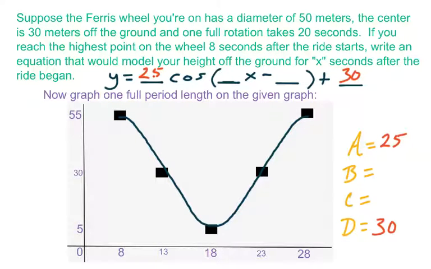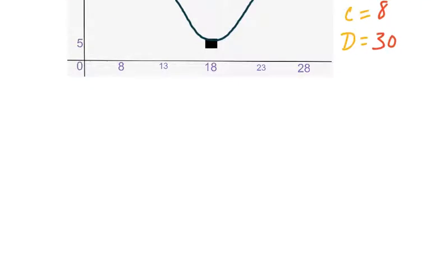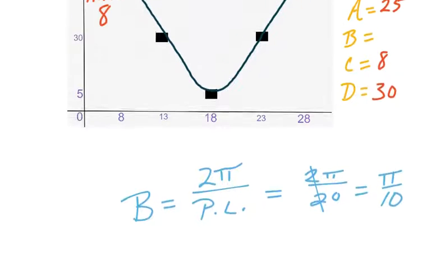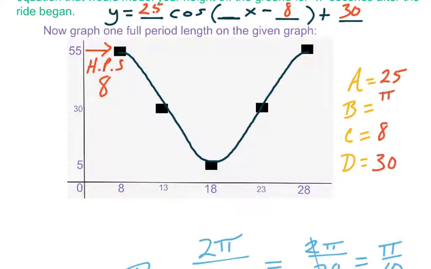C is the horizontal phase shift. The horizontal phase shift, I call it the HPS, goes over 8. So C is equal to 8. And then B uses the period length. B is 2 pi divided by the period length. So 2 pi divided by 20 is equal to pi over 10, because those turn into a 1. So B is pi over 10.